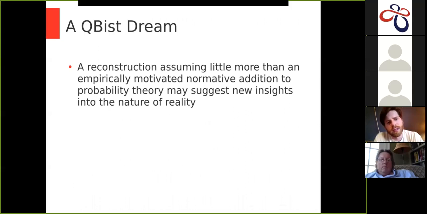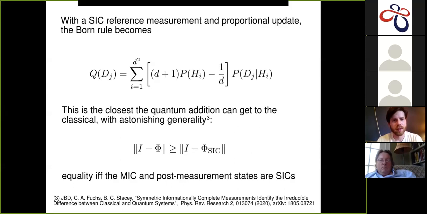Okay, so what is a, maybe not the QBist dream, but a QBist dream? It is a reconstruction of quantum theory, assuming little more than an empirically motivated normative addition to probability theory. If we have one of those, it may suggest new insights into the nature of reality, or at least new places to look for them. So an empirically motivated normative addition to probability theory might be the new form of the Born rule, like when you were with the SICs.